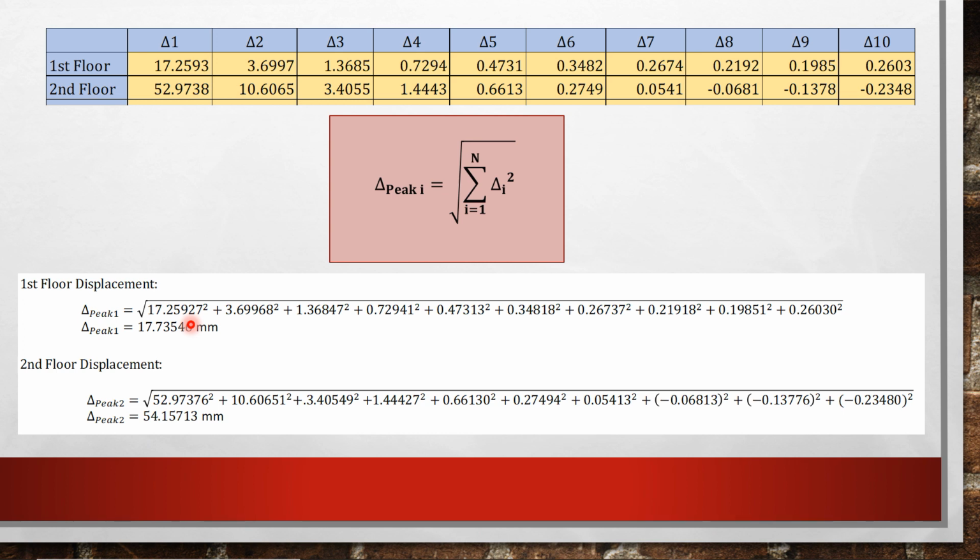Then isasama natin yan, then square root natin. Ang magiging displacement natin, peak story displacement is equals to 17.73546 millimeter. So, the same process with the second floor, no? Second floor displacement. Delta peak 2 is equals to the square root of the summation of the squares of these second floor displacements, no? Modal displacement.